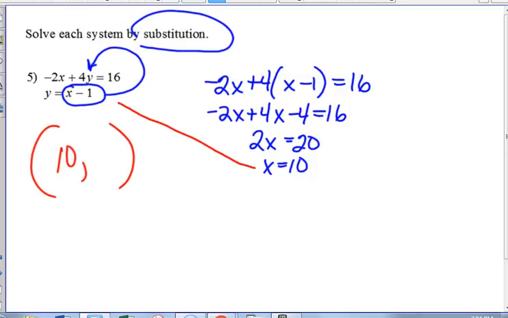Yeah. We can just plug it right back into either one of them, but this one's set up nicely, right? It'll say y equals 10 minus 1, which is 9. Now that should work in both equations. If I put 10, 9 back in this one, I get negative 20 plus 36 equals 16, which is true. I like how she tells us because she knows we didn't just do that. Anybody lost? All good?